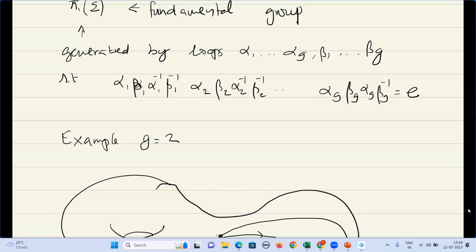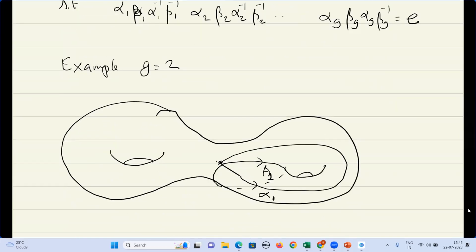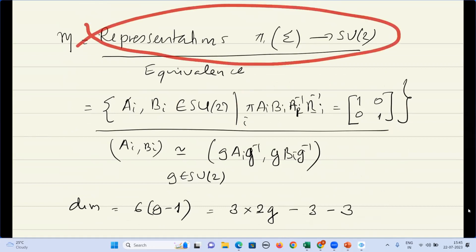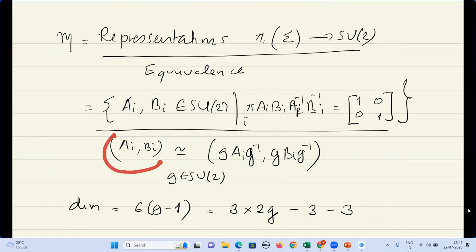Giving a representation means that you have to give, for every element of pi1 of sigma, an element of SU2 in such a way that relations in pi1 of sigma carry over under this representation. If you think about it for a few minutes, you will see that giving a representation is the same thing as giving 2G elements of SU2 which satisfy this condition. So that is the numerator here. And what is the equivalence? Well, if you take 2G elements A_i, B_i, and some other 2G elements like that, they are equivalent if they are related by conjugation by a fixed common element of SU2.